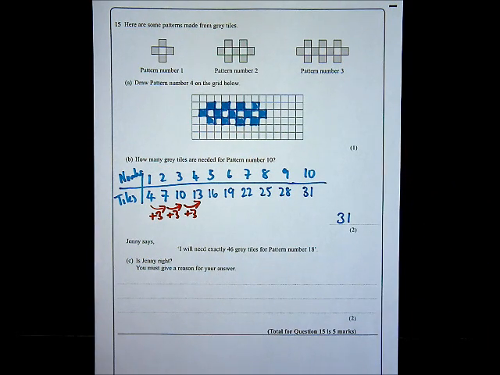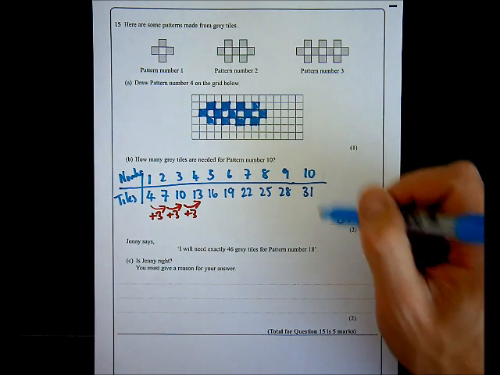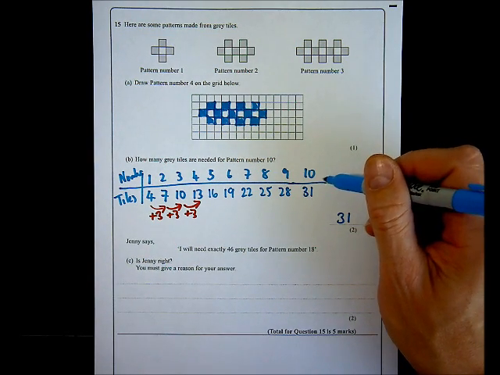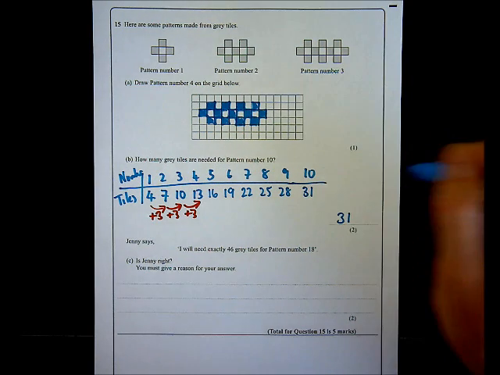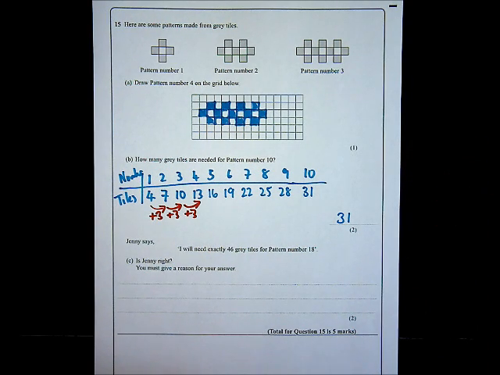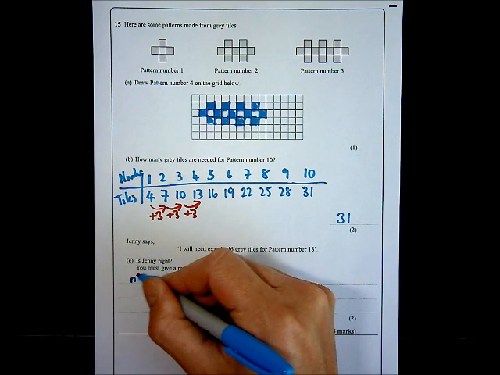In 15C, I'm told that Jenny says she'll need exactly 46 grey tiles for pattern number 18. And I'm asked to say whether Jenny is right and give a reason. So I've got a number of options here. I could keep this table going, and I could work out pattern number 11 and pattern number 12, and then work out how many tiles I would need for pattern number 18. Another approach would be to work out my nth term.